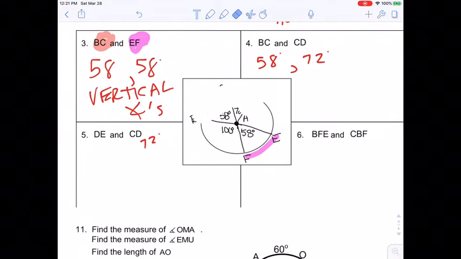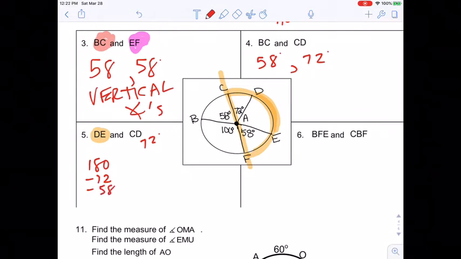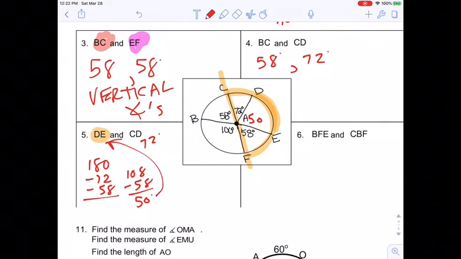So let's talk about this. All right, so let's erase all this. DE is this arc right here. I'm going to help you out. Look at this line. Look at all of these angles. What do those add up to? That's right, they add up to 180. So if you take 180 and you subtract the 72 and you subtract the 58, or let's make this 108 minus 58, you'll get 50 degrees. That is what's left. That is DE. Okay, you get the idea?